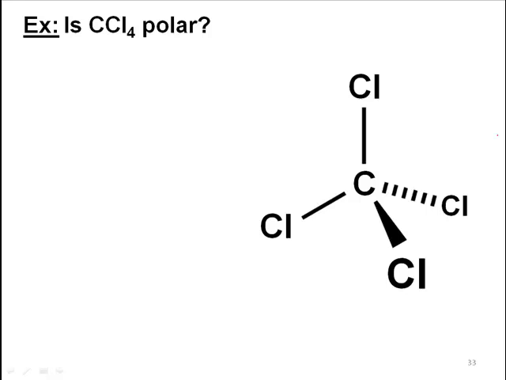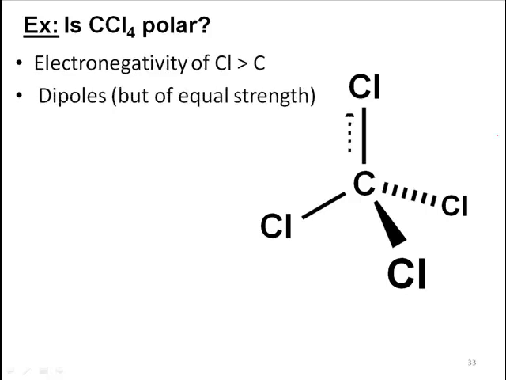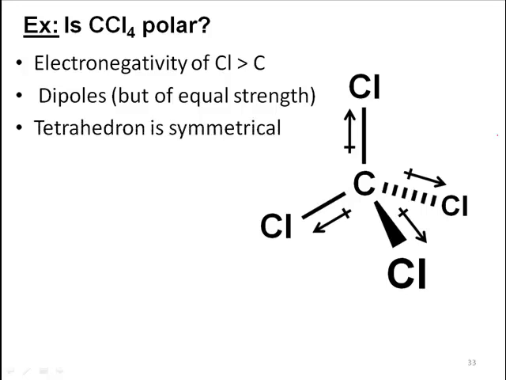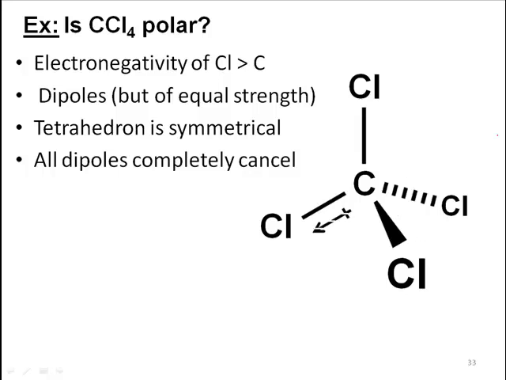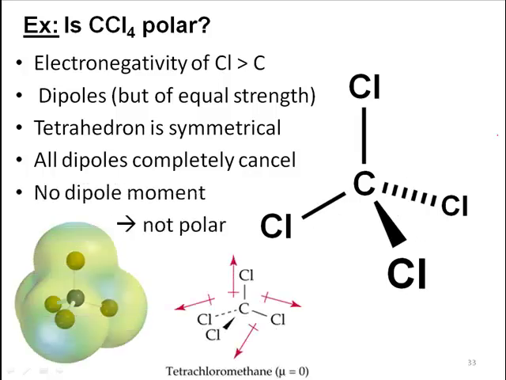What's the shape? Tetrahedral. Tetrahedral shape is a symmetrical shape. Cl is greater than C. The dipoles have equal strength. Tetrahedral is symmetrical. All dipoles completely cancel. No dipole moment. It is not polar.